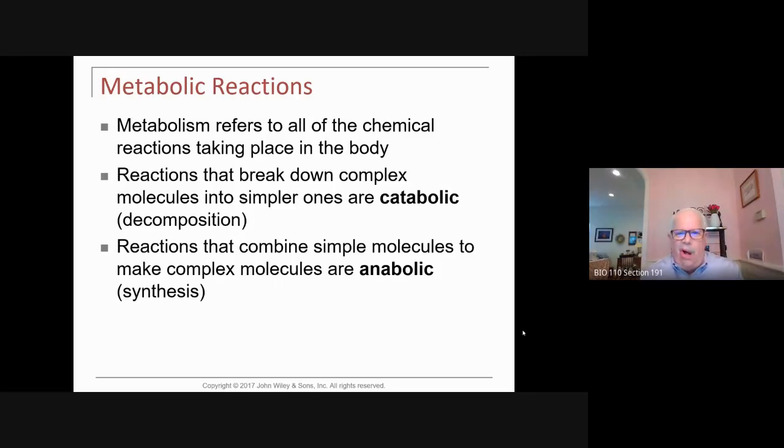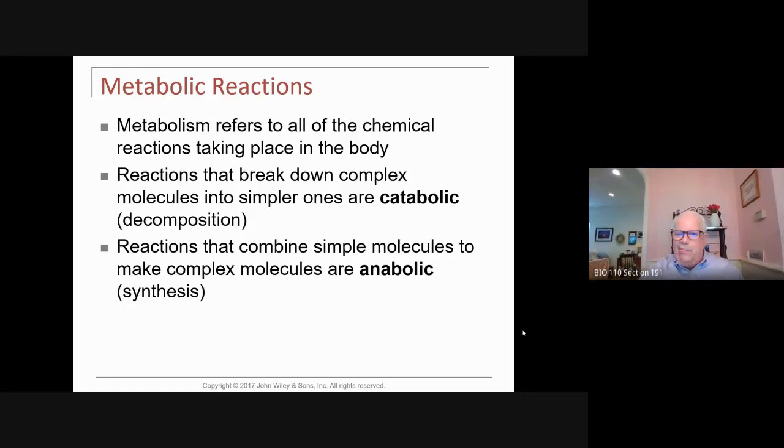Metabolism refers to all chemical reactions that take place in the body. The word metabolism is broken down into two subsets. One is catabolism, and the other is anabolism. Catabolism is the decomposition or breakdown of complex molecules into simpler ones. The opposite of that is anabolism. Anabolism is the synthesis or the combining of simple molecules to make more complex molecules.